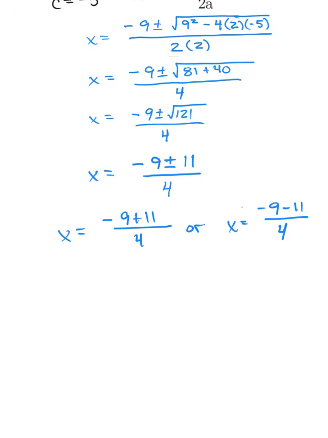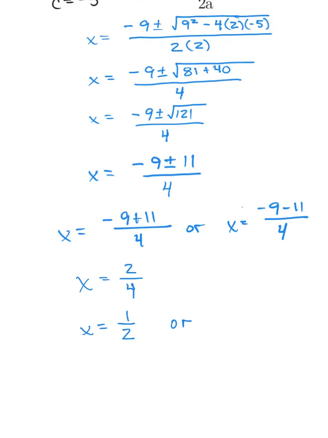If we look at the first one, the first thing I need to do is add the numerators together. We get x equals -9 plus 11 is 2 over 4. And then we can simplify the fraction by dividing the top and bottom by 2, giving us 1/2.